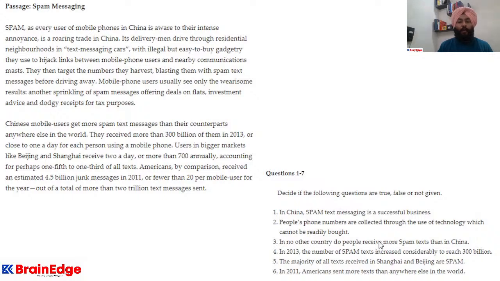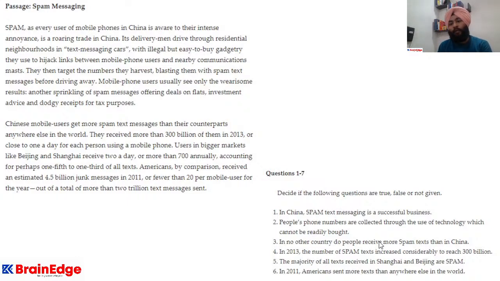Right? Okay. So the next thing is, in 2011, Americans sent more texts than anywhere else in the world. In 2011, so this is 2011 something here. So again, lock the sentence, it begins from here and it ends at sent. Americans, by comparison, received an estimated 4.5 billion junk messages in 2011, or fewer than 20 per mobile user for the year, out of a total of more than 2 trillion text messages sent.